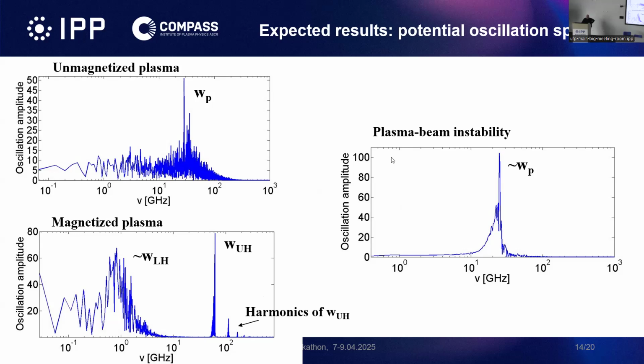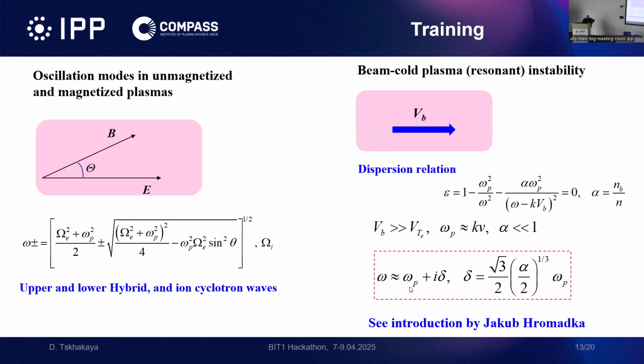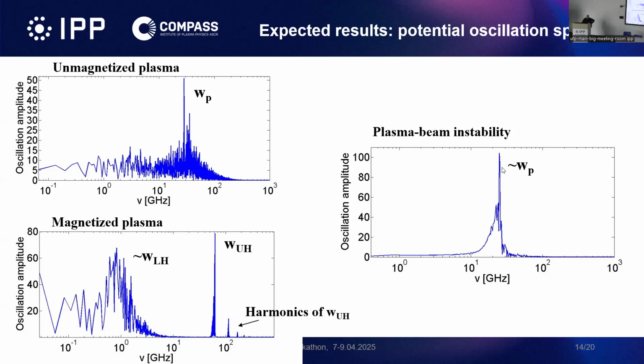If you go to the plasma beam instability, this is one of the simulations. If you remember, I said the frequency is given here, and exactly this frequency we get in the oscillations, which are growing, and at some point you will see in the simulation that the plasma is becoming unstable.